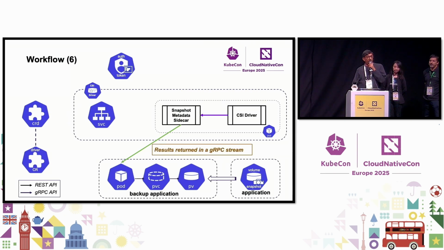The CSI driver does its things, and data is streamed back through the same gRPC call, totally bypassing the API server. So the only actual contact with the API server is to read the CR, do the subject access review, and auth calls.